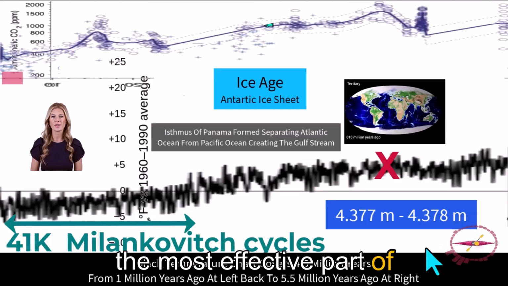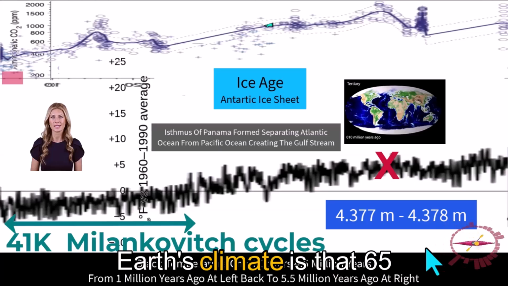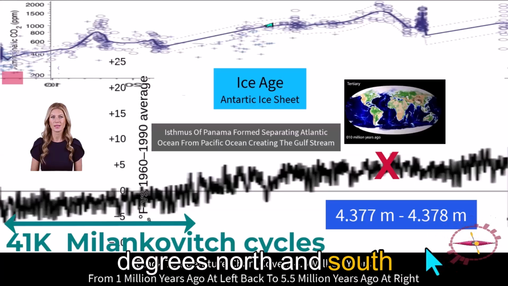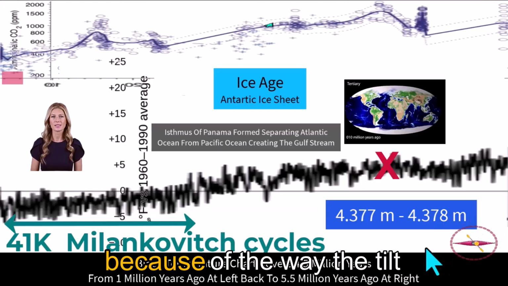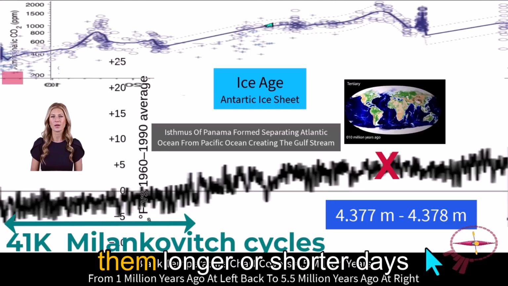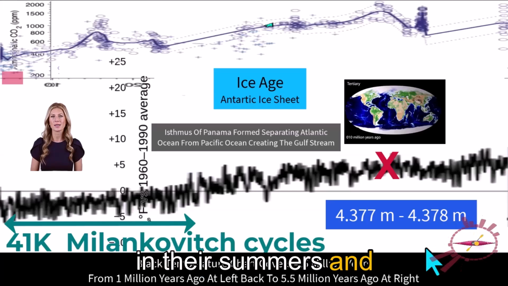Particularly, the most effective part of the Earth for changes in Earth's climate is at 65 degrees north and south latitudes up near the poles, because of the way the tilt of the Earth either gives them longer or shorter days in their summers and winters.